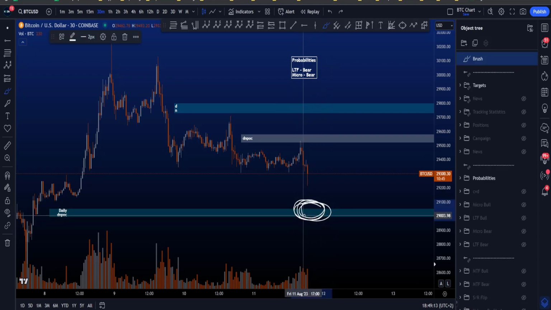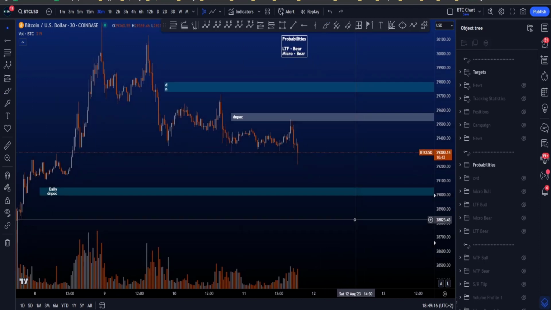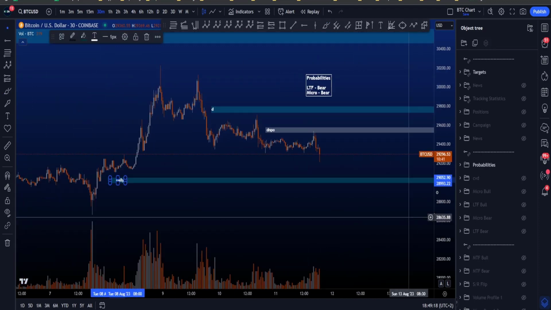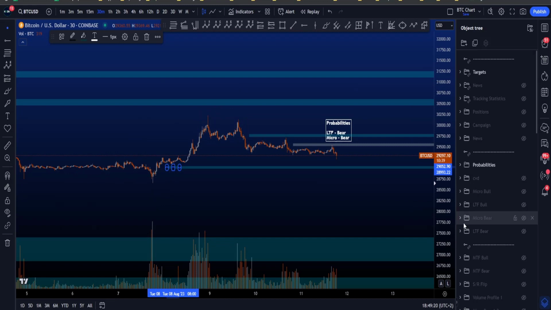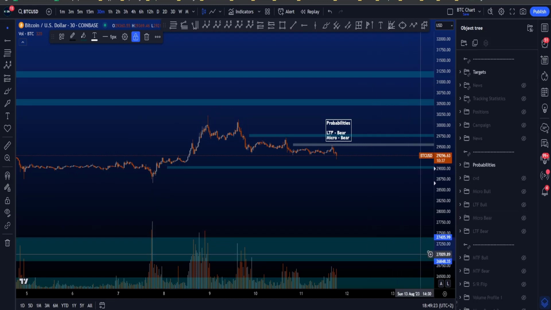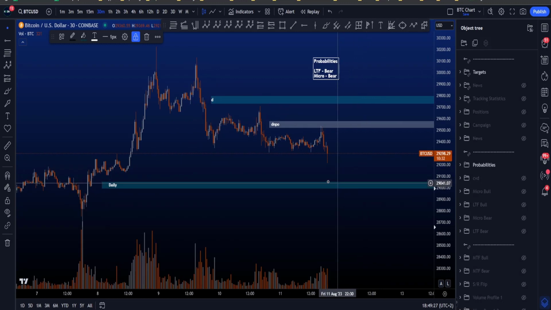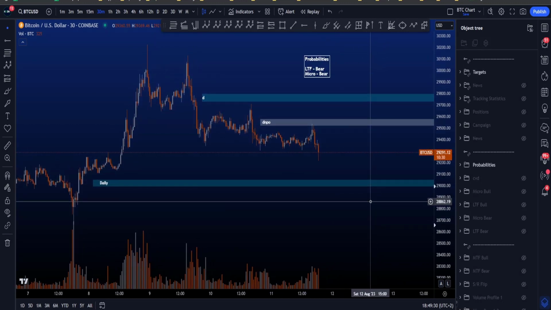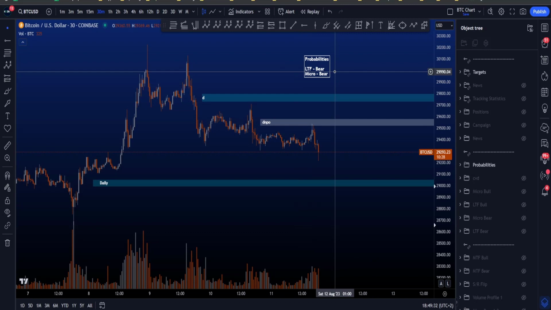For me, this is an important area, as it is kind of like the final support area I have between then 29k and a potential drop all the way down to 27.4, 26.8k. So important area for price to hold. If this fails, we can expect much lower prices. But in general, at the moment, the probabilities from an Elliott Wave point of view are bearish.